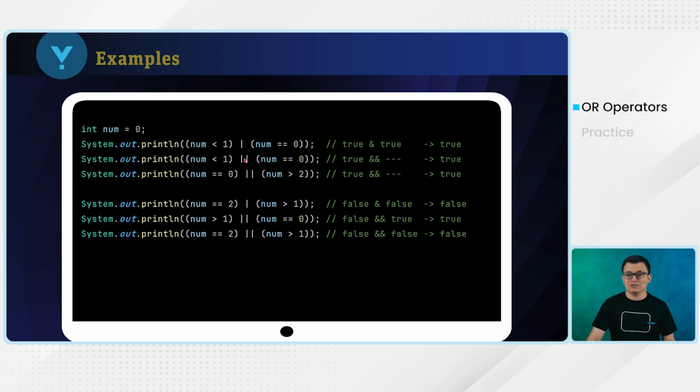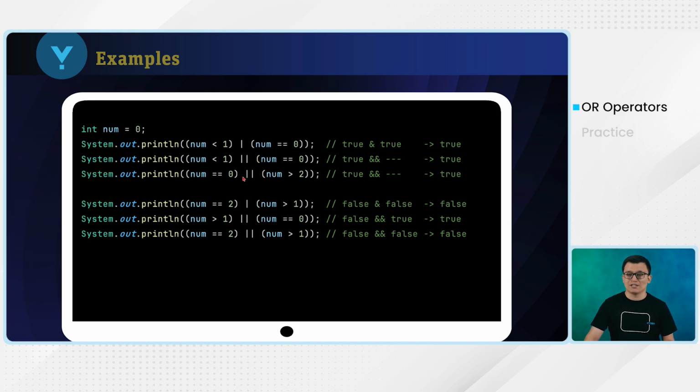And if you look at the logical OR operator in the second print statement, when num is 0, the first expression is evaluated to true. Since we are using the logical OR operator, the compiler does not need to evaluate the second expression if the first expression is already true, because the final result is going to be true. So this is short circuit evaluation.